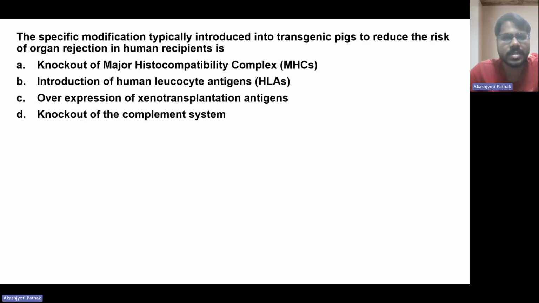And so this is what I was discussing. The specific modification that is typically introduced into transgenic pigs to reduce the risk of organ rejection in human recipients is: knockout of major histocompatibility complex, introduction of human leukocyte antigens, then overexpression of xenotransplantation antigens, and knockout of the complement system.